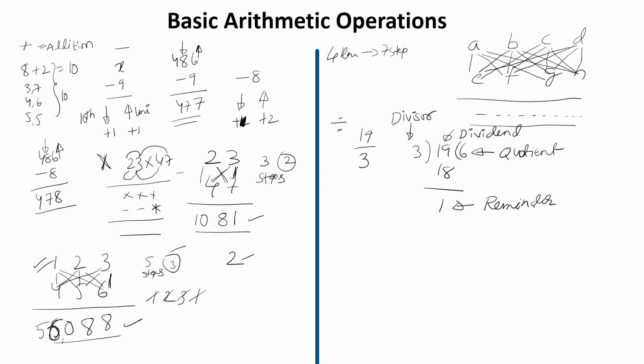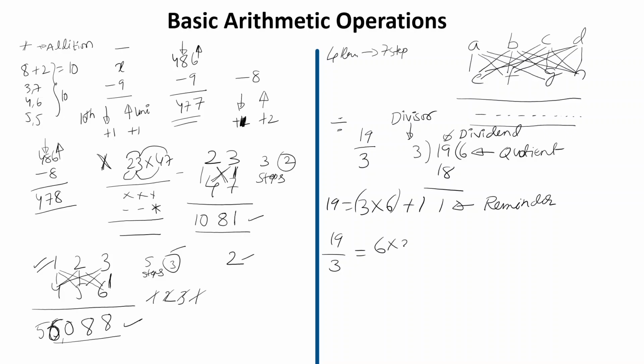Now how can we get this 19 in terms of 3? So 19 is equal to divisor into quotient, plus 1. So this is 19. Now 19 by 3, how can I write?